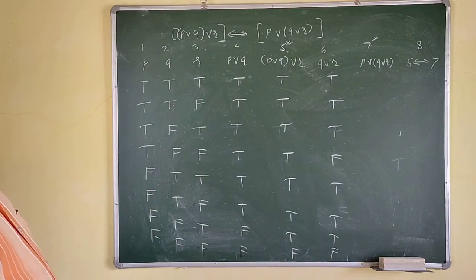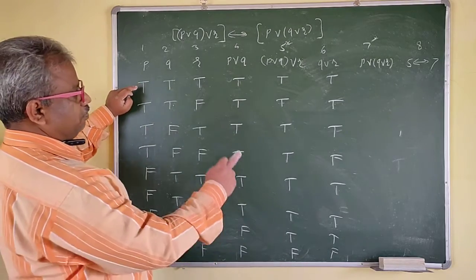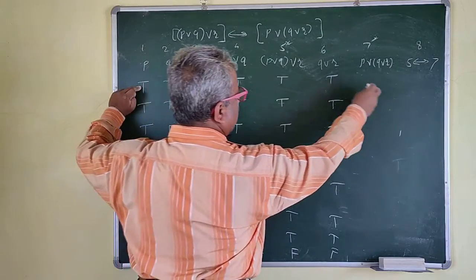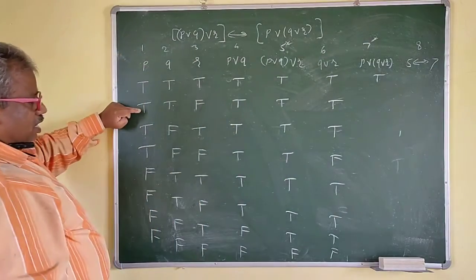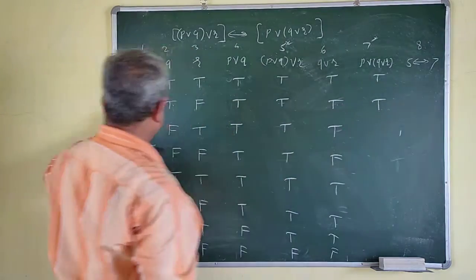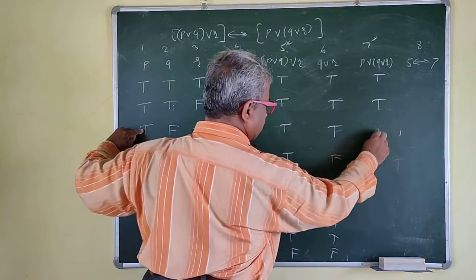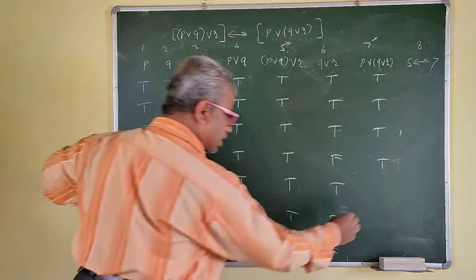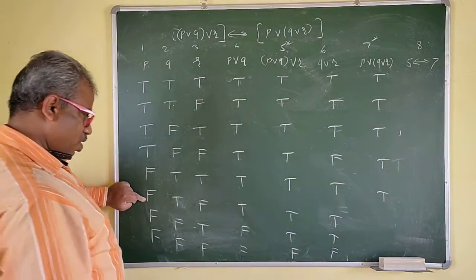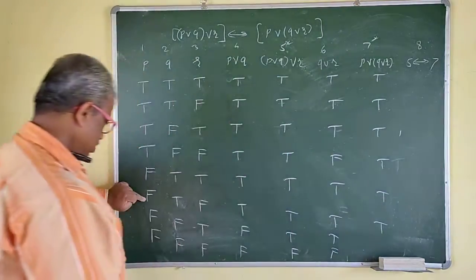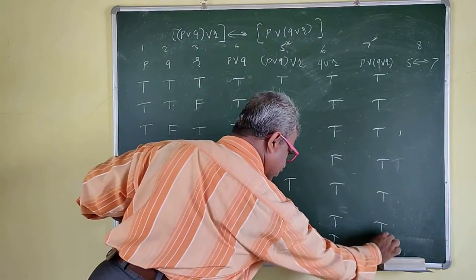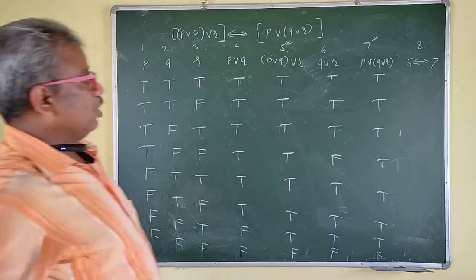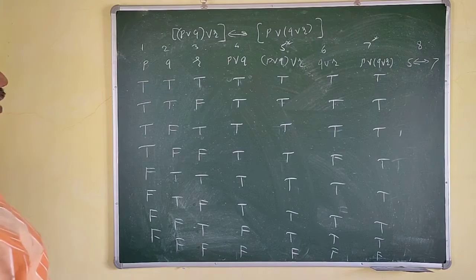Okay. Now we have to take the junction with P. So this P is here. T and T is T. Then T and T is T. Then T and F is T. Then F and T is T. F and T is T. And F and F is F.